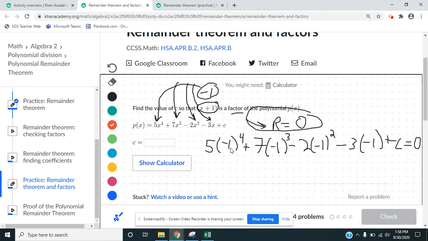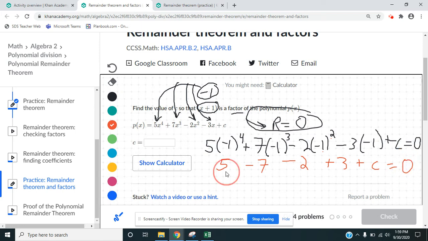All right, so if we do all that, -1 to the fourth we have to do first. That's 1. 5 times 1 is 5. -1 to the third we have to do first. That's -1. 7 times -1 is -7. -1 squared has to be done first. We have to do exponents before we multiply. 1 times 2 is 2. There's a minus. This is plus 3. Plus c equals 0. And then we're going to solve.